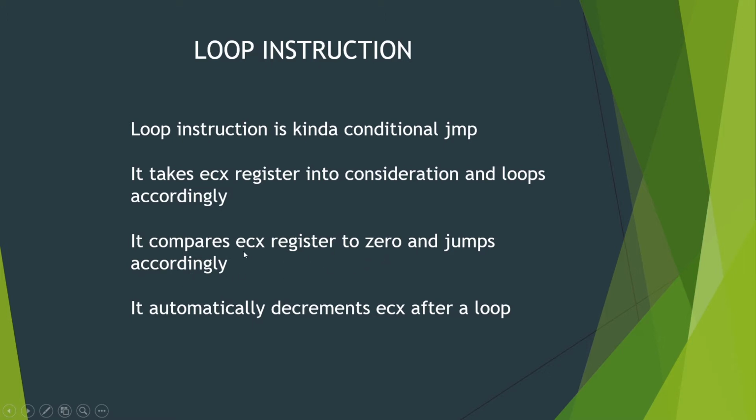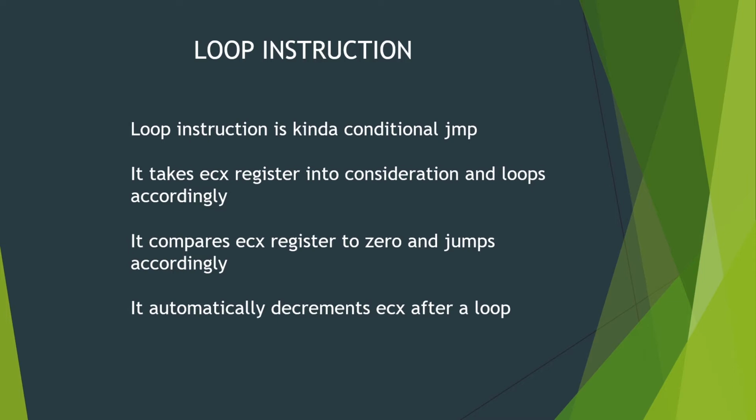So if we put the ECX register to 50, this loop instruction jumps accordingly until the ECX register becomes 0, and it automatically decrements the ECX after the loop. So you don't need to manually decrement the ECX value. In the previous video, while we were using the jump operations, we did everything manually, incrementing and decrementing. In this loop instruction, we don't need to decrement ECX manually. It will automatically decrement the register value for us. So this is some basic theory about the loop instruction.